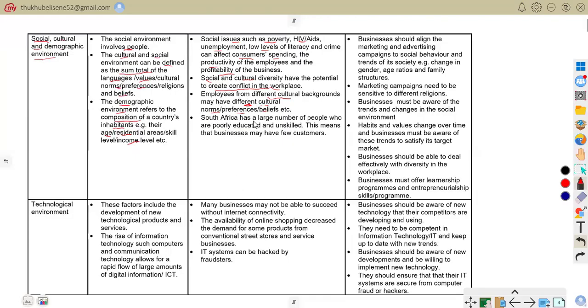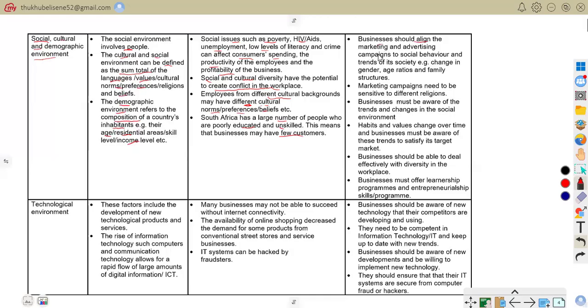Also, South Africa has a large number of people who are poorly educated and unskilled. This means the business may have few customers, because lack of skills is going to reduce the customer base. Poorly educated people may earn less. So you see. Now let us come to the strategies for the social, cultural, and demographic environment.